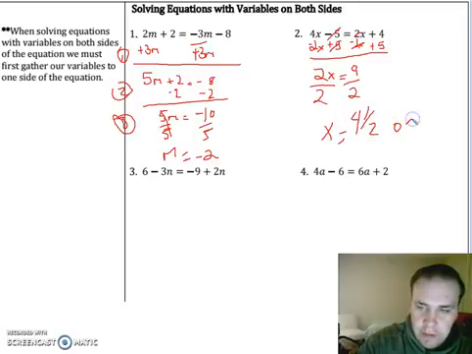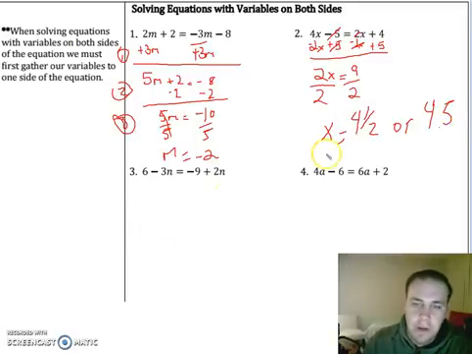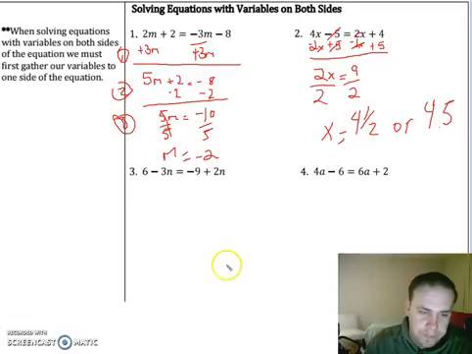Or if you would like to use decimals, that is okay with me, not a stickler. Okay, so 4.5 or 4 and a half. Let's try this one again. If you want to pause this right now so that you can check your answers on how to do 3 and 4, that'd be good. I'm going to do them here in 3, 2, 1.